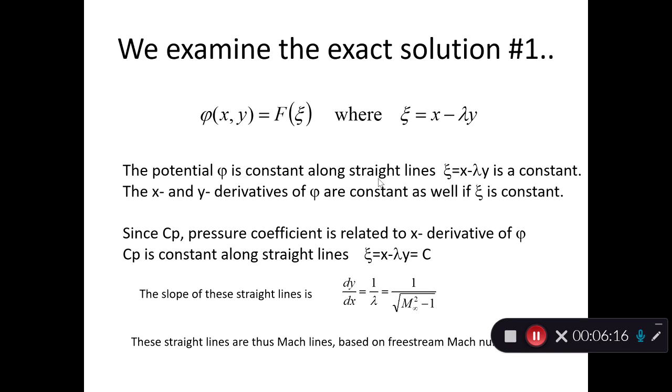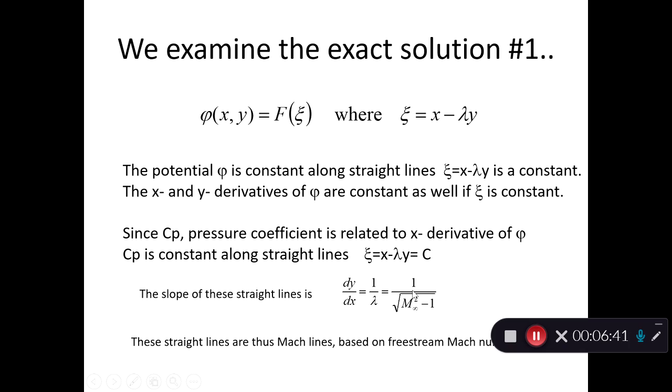Likewise, if you now look at this function a little bit closely, this is a straight line. C equal to constant means x minus lambda y equal to constant. The slope will be 1 over square root of M infinity squared minus 1. These are Mach lines. They are straight lines. They have a constant slope.